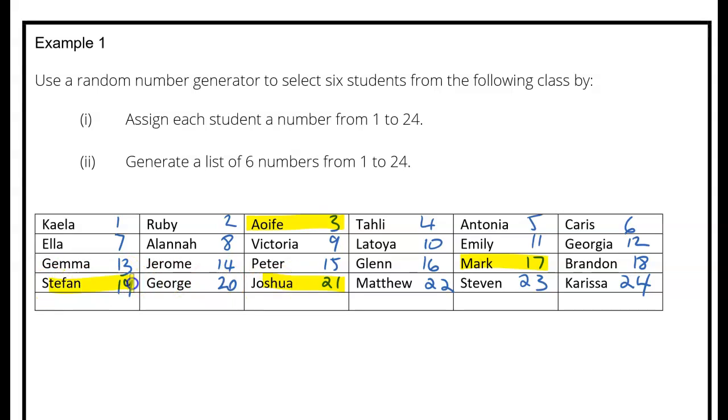So 19, 14 and 13. If I was going to survey 6 people from this list, they would be the 6 that I would be selecting. That's just done using a random number generator.